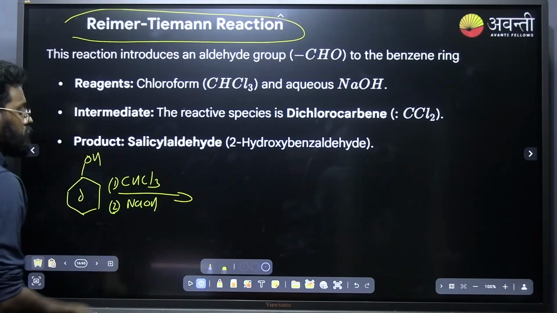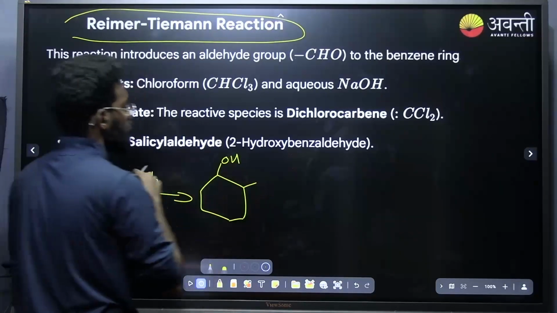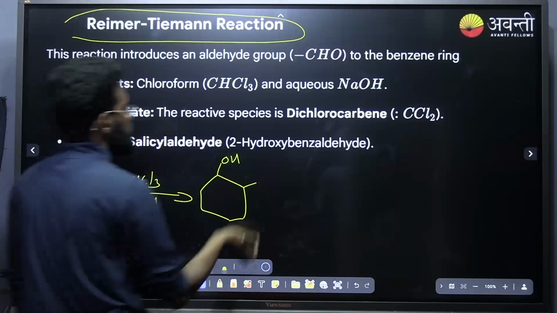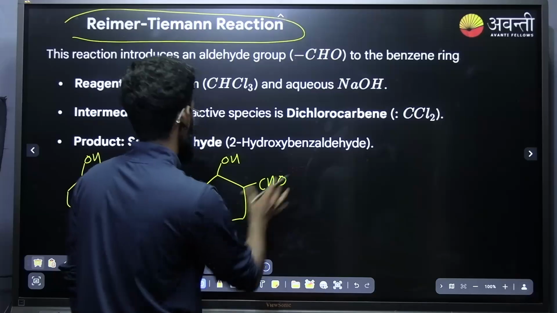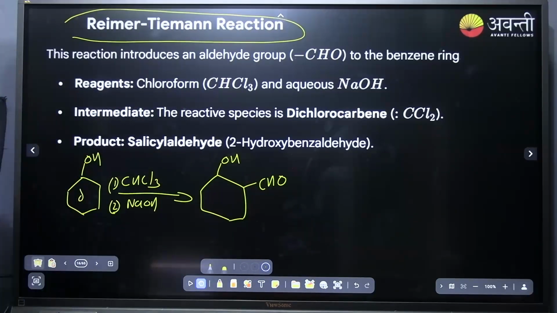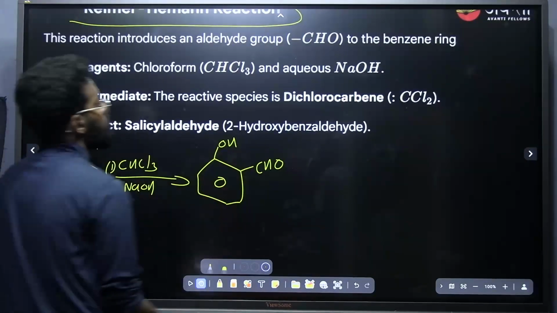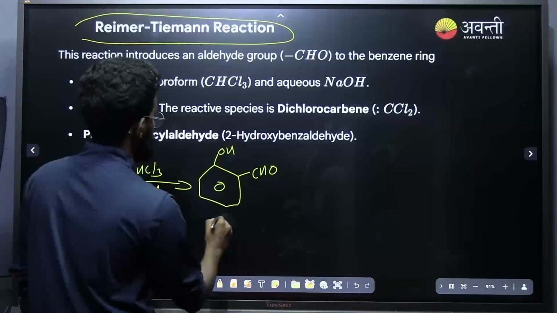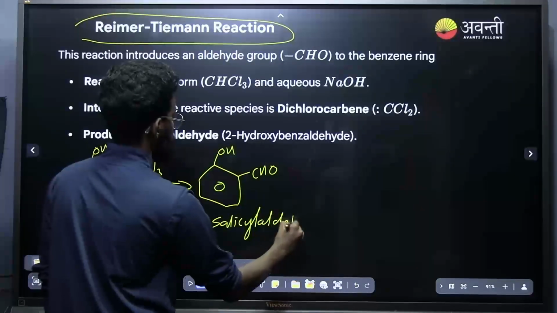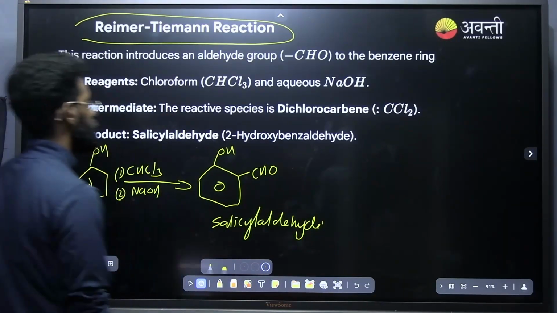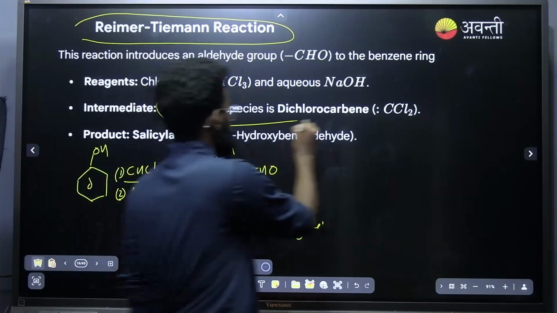what will you be getting? You will be getting ortho salicylaldehyde, that is CHO. An aldehyde group will be inserted into the ortho position of phenol, which we call salicylaldehyde, that is 2-hydroxybenzaldehyde. And note down the intermediate that is forming here.